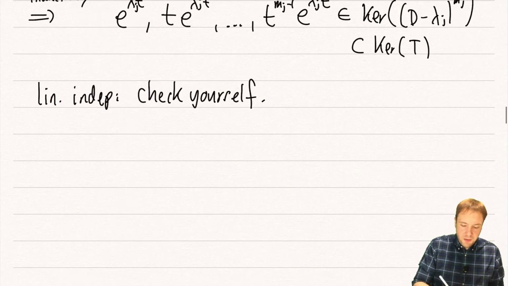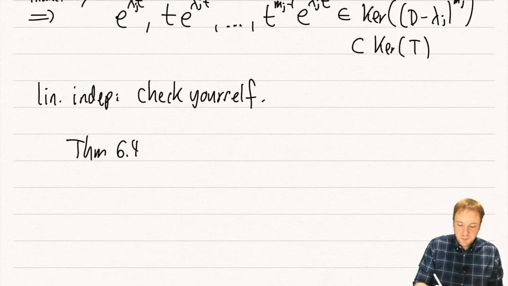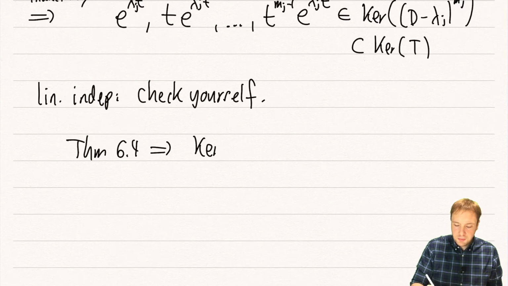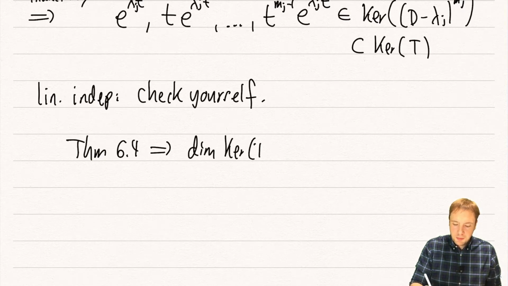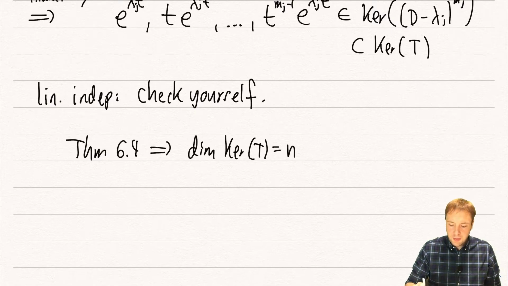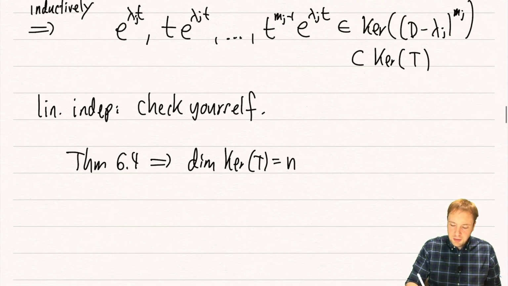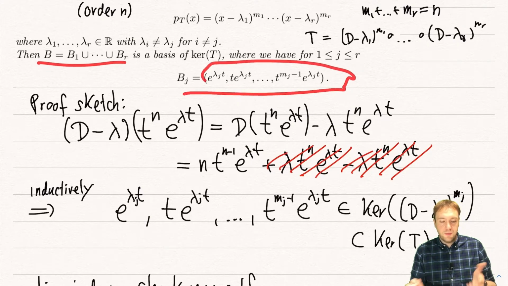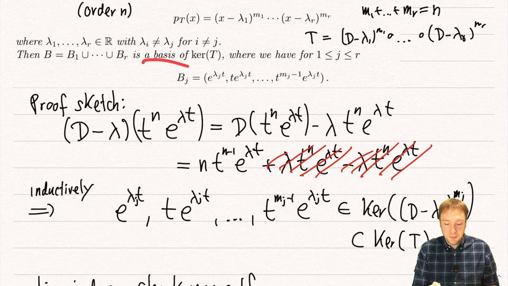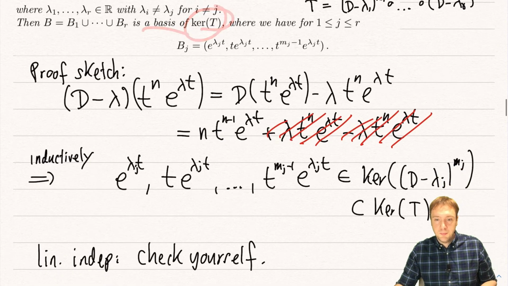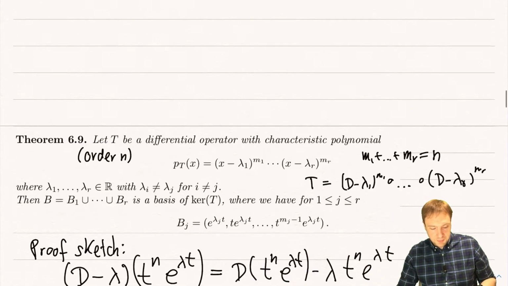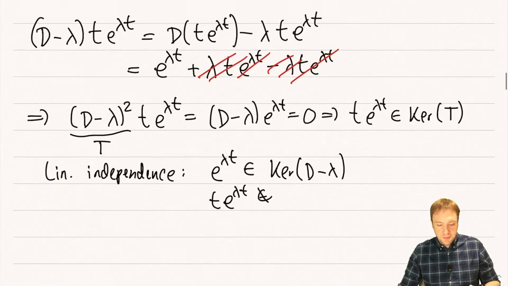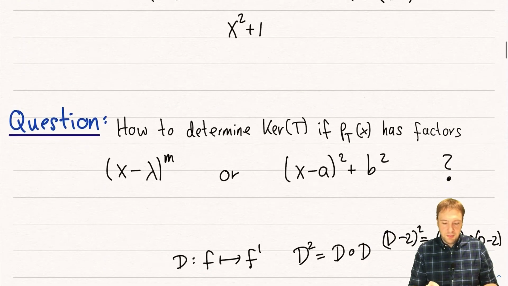But then by theorem 6.4, the dimension of the kernel is n, where n is the sum of these m's. Therefore, because we have n linearly independent functions, this b here, the collection of all these functions, is a basis of the kernel of t. Yes, so this is the theorem here. So this answers the left-hand side of this question.